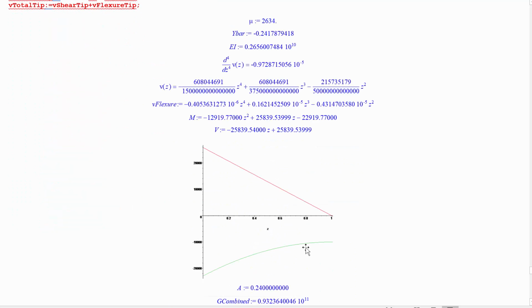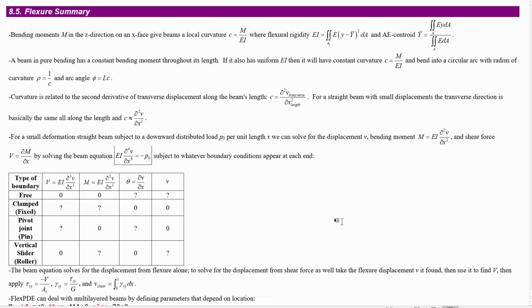All right, let's summarize what we talked about with flexure. We found that bending moments in the z direction give a face a curvature, which is the moment divided by the flexural rigidity. And to find flexural rigidity, we had to find out what a weighted average was, and specifically that y bar is the weighted average of y position weighted by the Young's modulus.